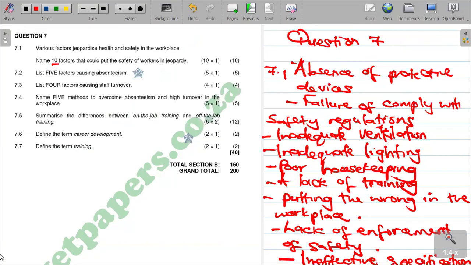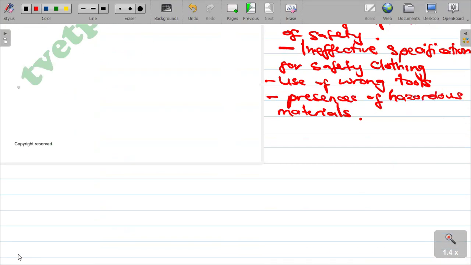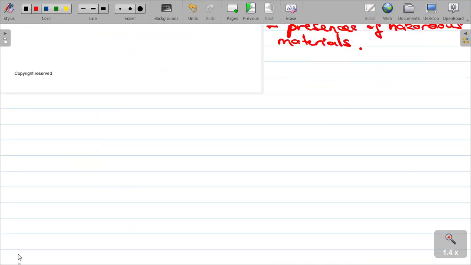Right. So let's move on to question 7.2. List 5 factors causing absenteeism. Why do people absent themselves? What are the causes?